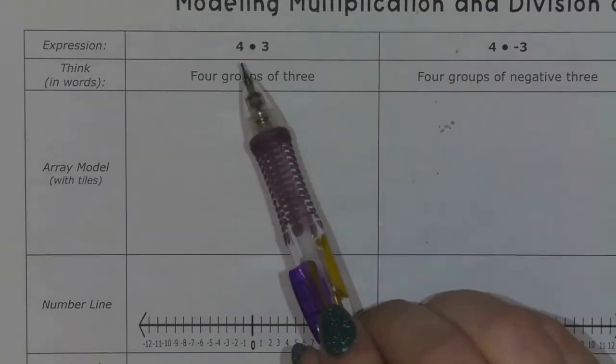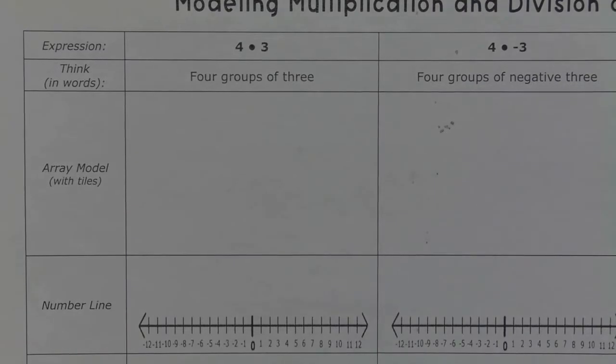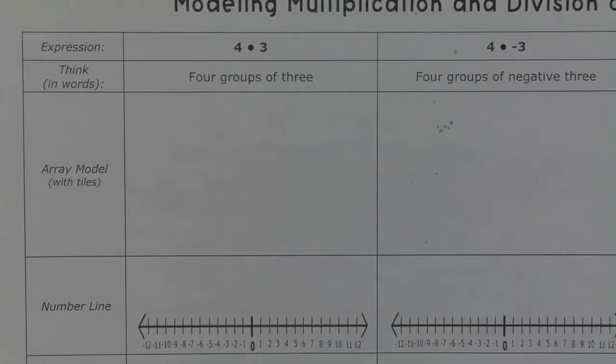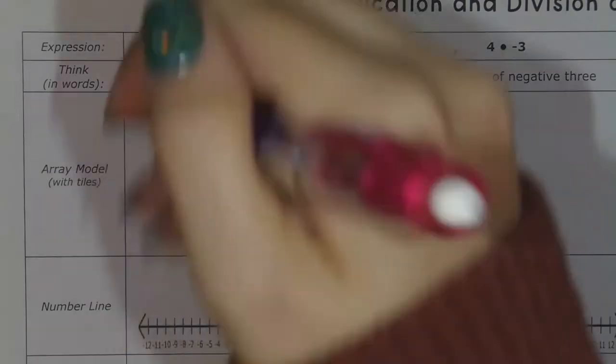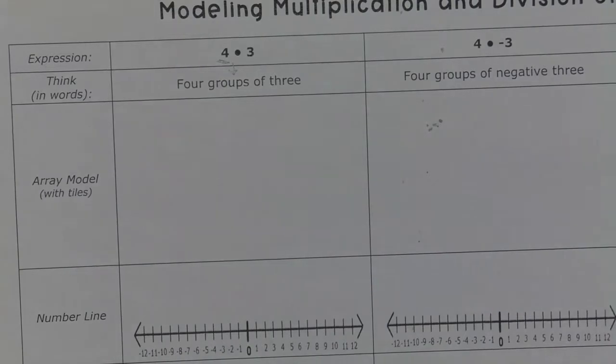So I'm going to start with the expression 4 times 3. And we want to think of this in terms of words. What does 4 times 3 represent? So the first number in any expression always represents the groups. So I have 4 groups, and there are 3 in each of those groups.